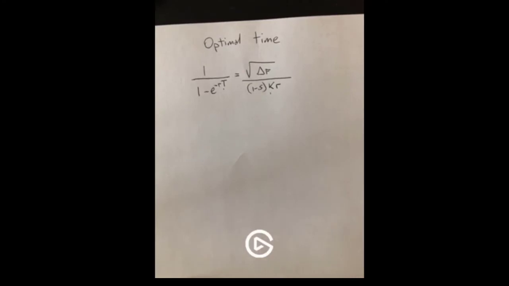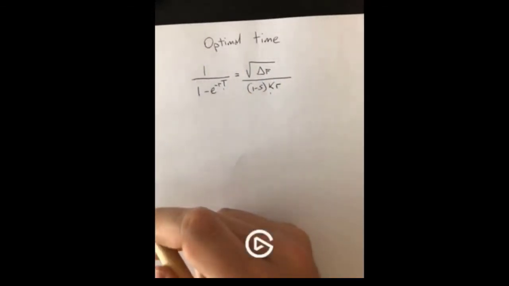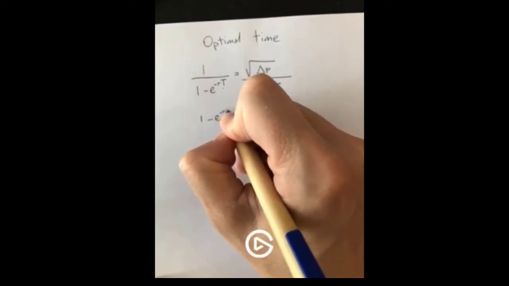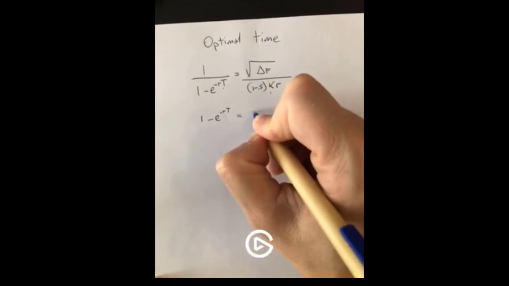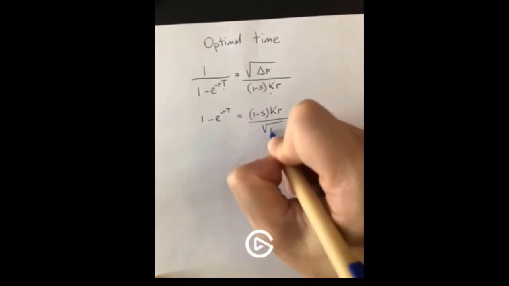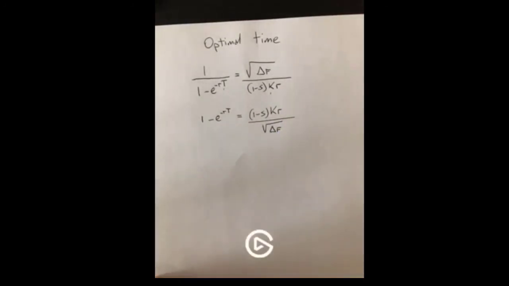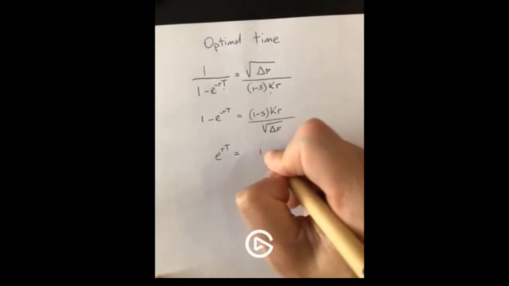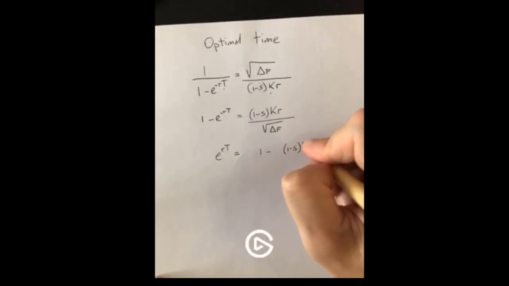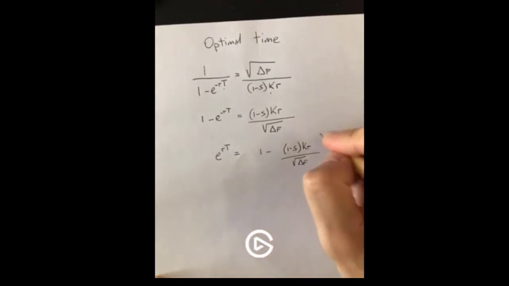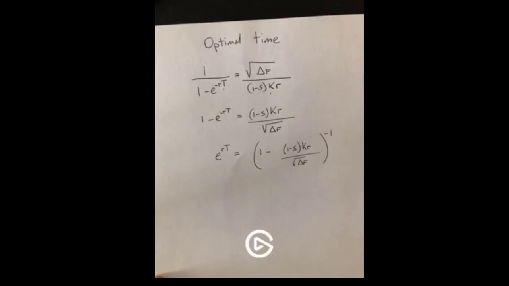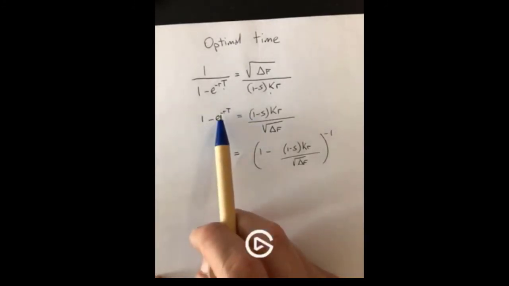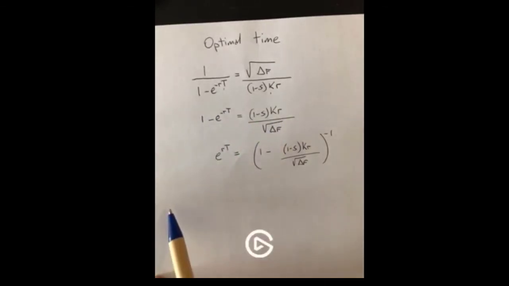So let's find this optimal time. We have essentially to solve this equality for capital T. To do this, we rewrite this as 1 minus e^(-RT) is equal to (1 minus S) capital KR divided by the square root of delta F. This can be rewritten as e^(RT) is equal to ((1 minus S) capital KR divided by the square root of delta F) with everything with exponent negative 1. So here essentially I move this on the other side, and these two, I switch side of these two, and also I took the inverse of both sides in order to get rid of the negative R in the exponent.